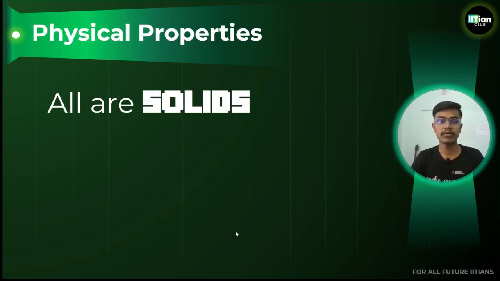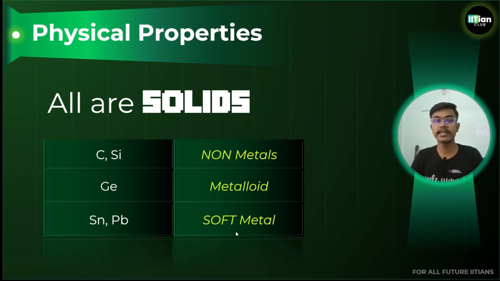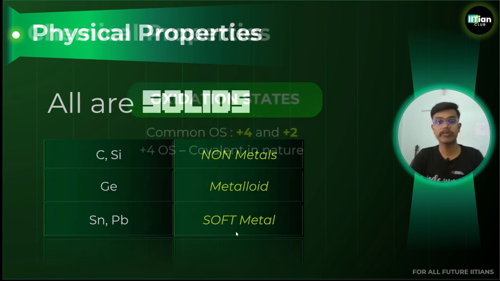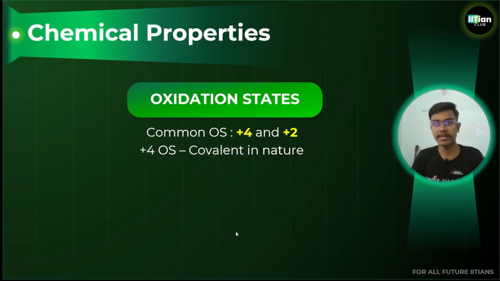Moving on, we have physical properties. All elements are solids, and carbon and silicon are non-metals. Germanium is a metalloid. Tin and lead are soft metals. Next up, we have chemical properties. Firstly, we'll begin with the oxidation states. The common oxidation states of this group are +4 and +2.